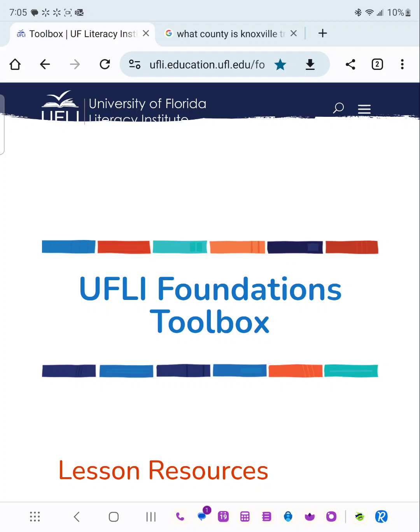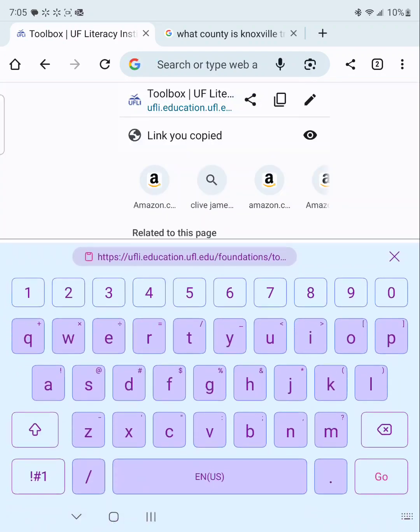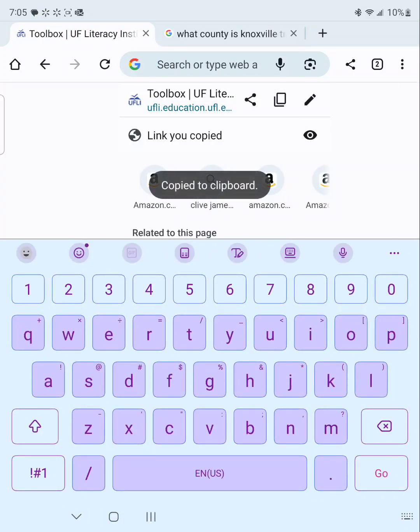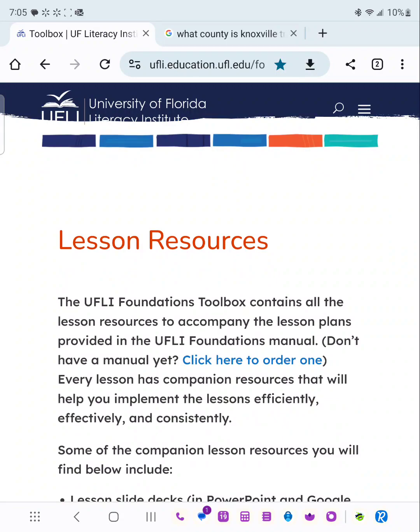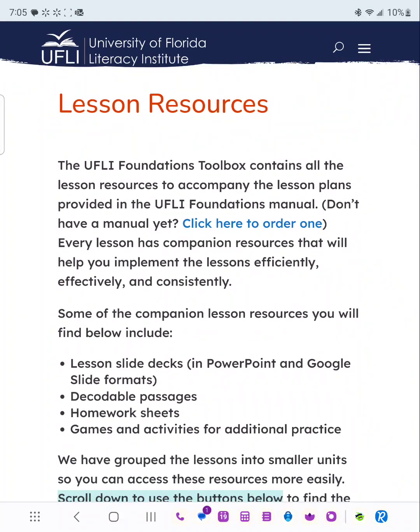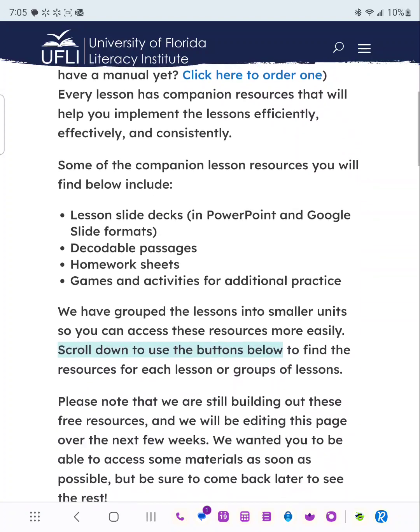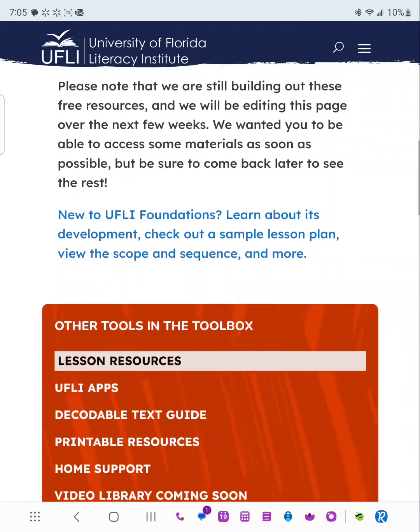So we're going to click that toolbox there, and we're going to go right here. I'm going to click that link and copy that so I can send it to you all. And so here we are in the UFLI toolbox. This is on my cell phone. Do not worry about ordering one of these books. You don't need that. Just use the online materials.